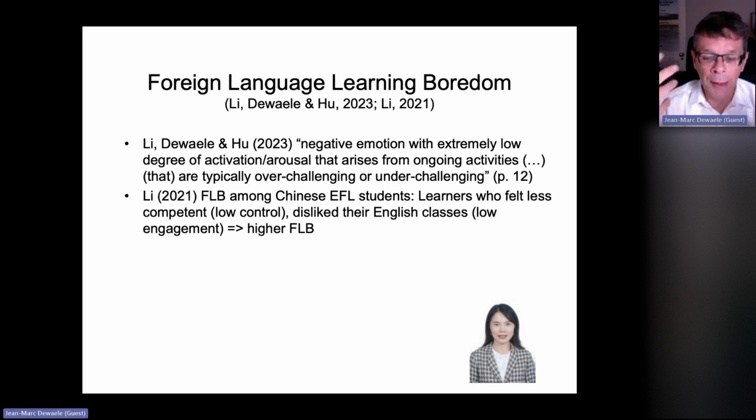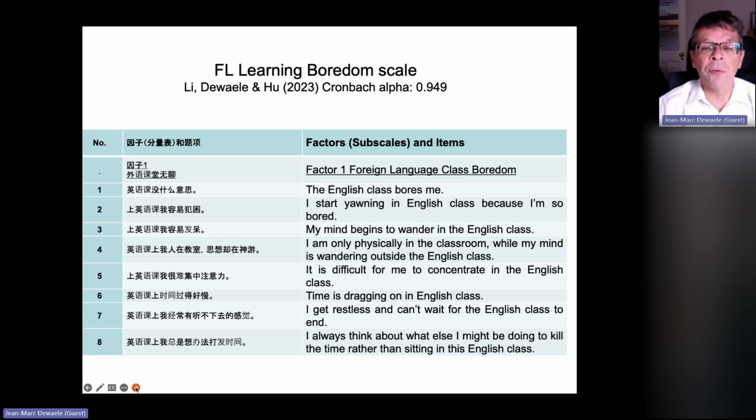So if you develop a video game, I would say it's a bit like developing a good language class. It needs to have the appropriate amount of challenge, and it needs to take into account the amount of skill that students have. And so Chen Chen Li in 21 noticed that learners who feel less competent in class, so they have a sense of having limited control of the language, disliked their English classes, so they were less engaged in their English classes, and they reported higher levels of boredom. So this is the first factor of her scale.